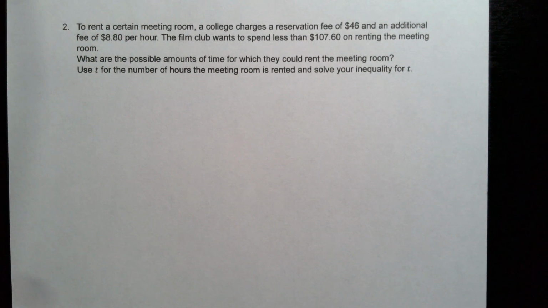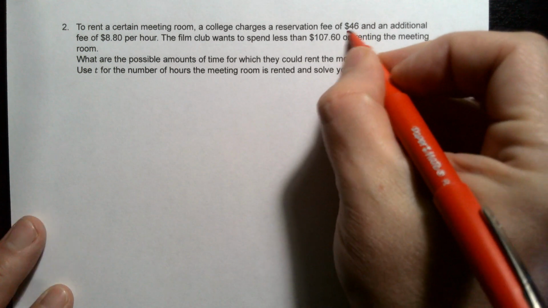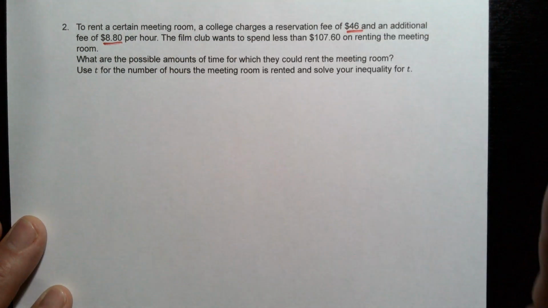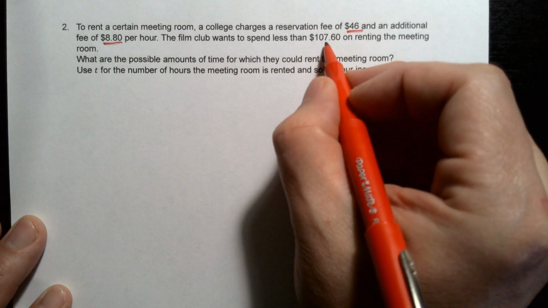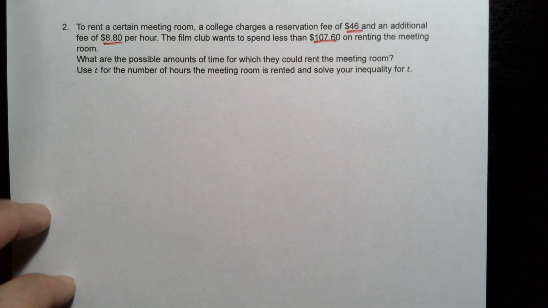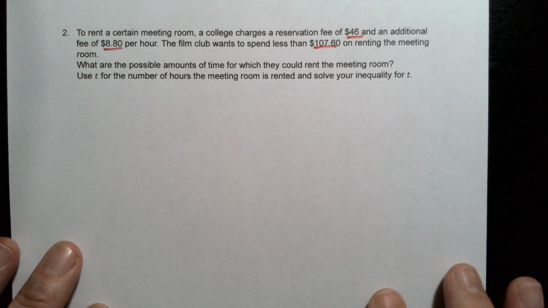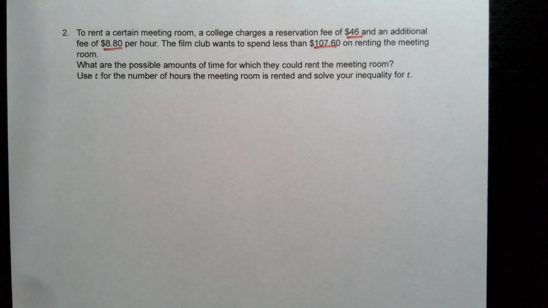Okay, so the important information obviously is the money parts, the $46, the $8.80, that's for the meeting room. And this is what the film club wants to spend less than. That's their budget. $107.60 is how much they can spend. They want it to be less than that. Okay, so what are the possible amounts of time that they could rent?